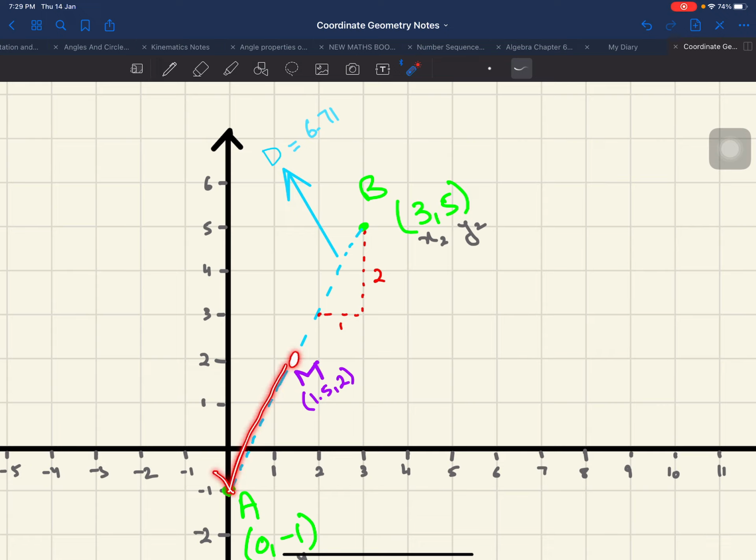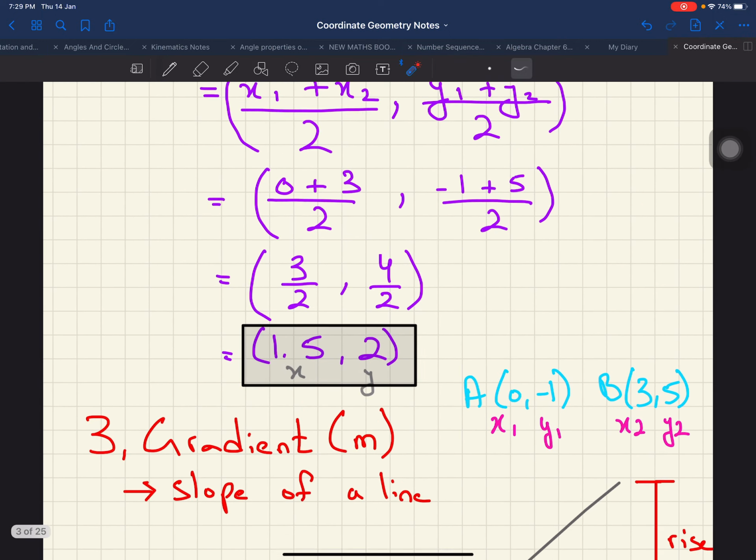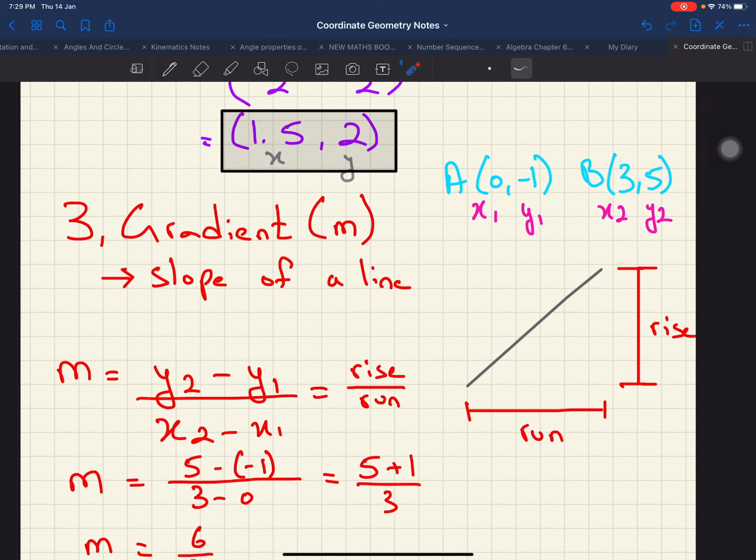The distance of this will be equal. Let's suppose the distance is A. So the distance from this point will also be A. That's the main thing. Now, after finding the midpoint, we are moving towards the gradient.